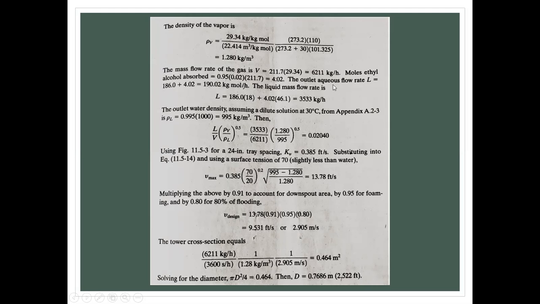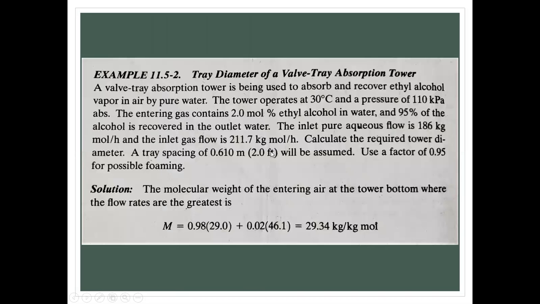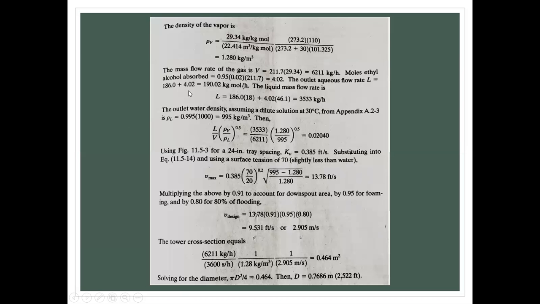So the outlet aqueous flow rate is L, which is 186. That's the pure 186 kilogram mole water. And the recovered, the 95% of the 2% recovered.